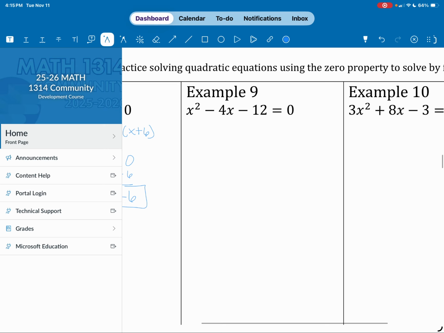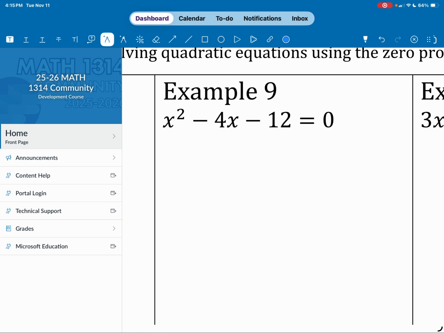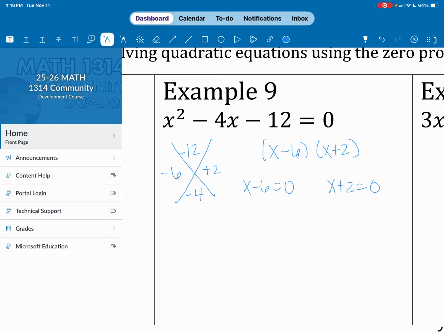Okay. All right, so on example 9, we're going to factor. So what can be multiplied to give you negative 12 and added to give you negative 4? So we're going to have negative 6 and positive 2. So that means that x minus 6 times x plus 2 will give you that trinomial. And so once you've gotten your factors, we're going to say x minus 6 equals 0 and then x plus 2 equals 0. So we'll add 6 to both sides, and we get x equals 6, and then we subtract 2, and we get x equals negative 2.